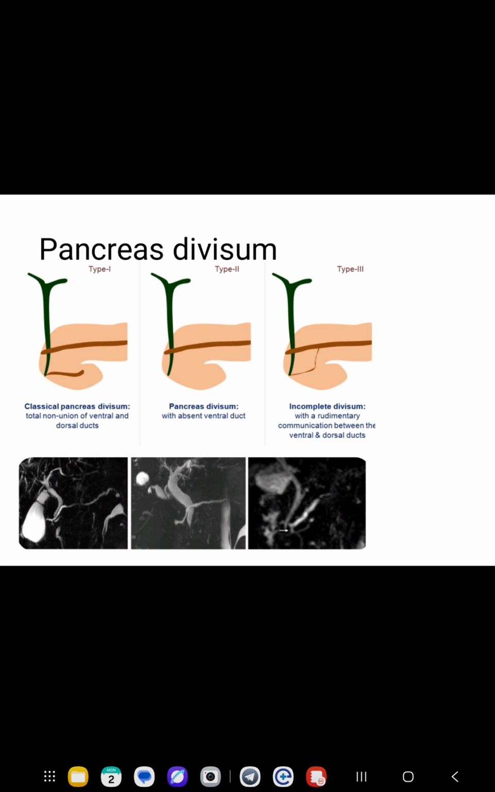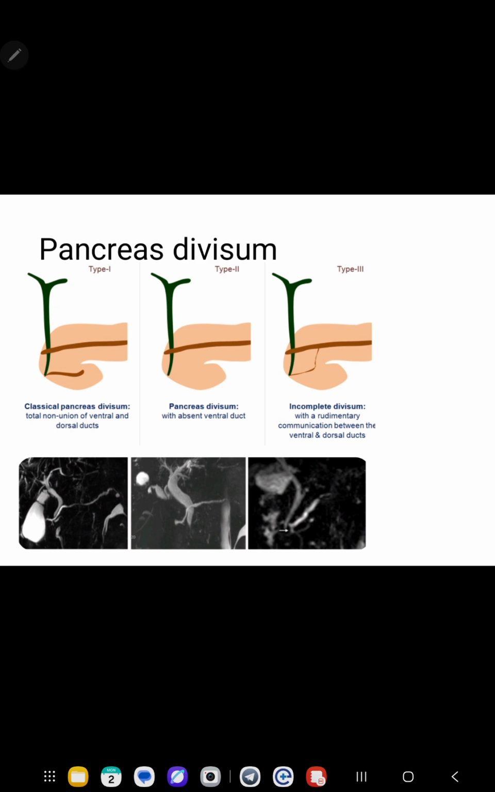Pancreas divisum, as we have already told, in 60% of the population, the two ducts will be there. Majority of secretion is by this duct of Wirsung or ventral pancreatic duct, and some secretions can be drained by the dorsal pancreatic duct. In 30% of people, the dorsal pancreatic duct, the accessory duct, will regress, which is not functional. Anatomically also it can regress.